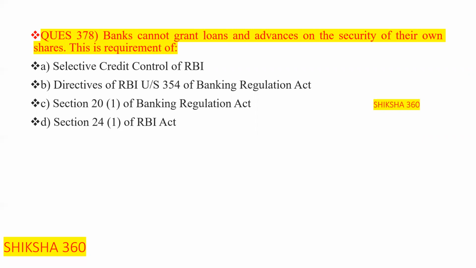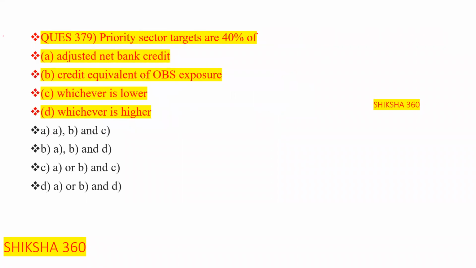So let's discuss here. Banks cannot grant loans and advances on the security of their own shares. This is the requirement of selective credit control of RBI, directives of RBI under section 35A of the Banking Regulation Act, section 21 of the Banking Regulation Act, section 24(1) of the Banking Regulation Act. The correct answer is option C, that is section 21 of the Banking Regulation Act. Hope this point is clear to all of you. Now move to the next question, question number 379.